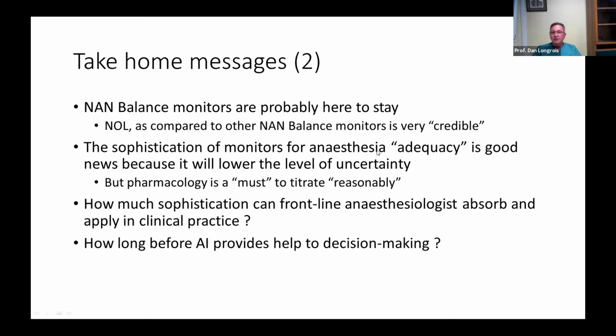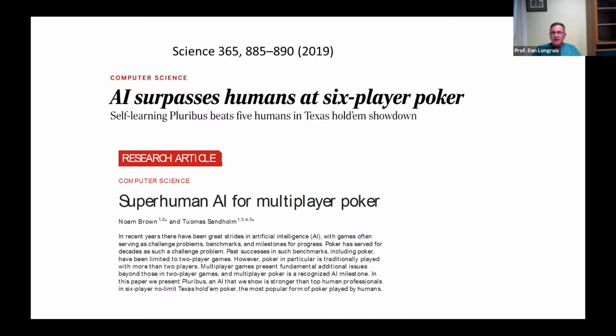The sophistication of the monitors in anesthesia, in order to be able to say that the anesthesia is adequate, is increasing. What level of sophistication can we accept? I don't know yet. Probably at some point we need to put information together, and such sophistication can be solved. And why am I so confident? This is the most astonishing achievement of artificial intelligence, where it has been able to be better than 6 poker players. This is a very complex game where uncertainty is a major issue, and I'm convinced that in the future years, we'll get help from artificial intelligence to put together so much information.